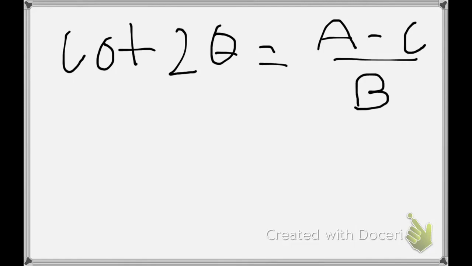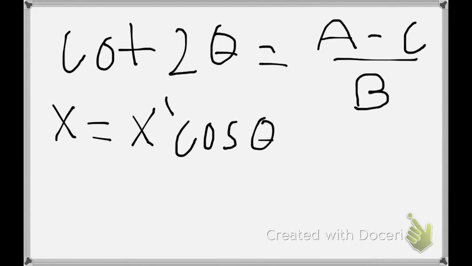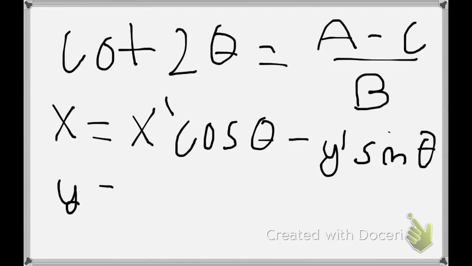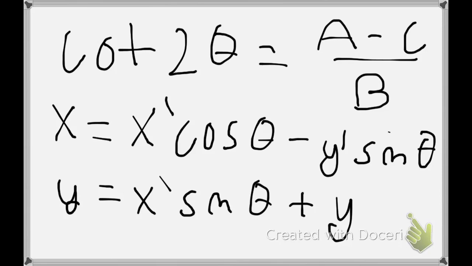The primed form can also be obtained by x being equal to x prime cosine theta minus y prime sine theta. y is equal to x prime sine theta plus y prime cosine theta. So those are the main equations to help rotate axes.